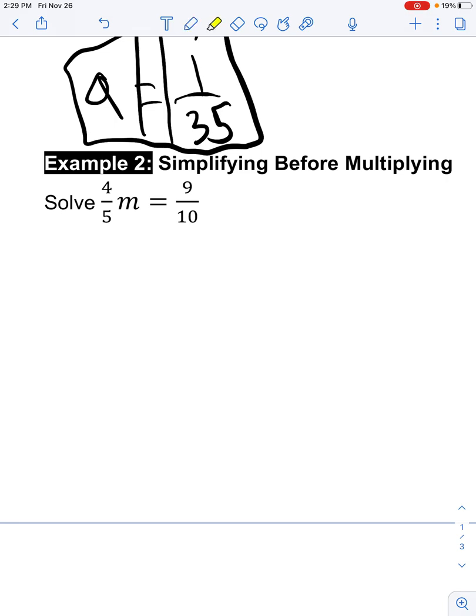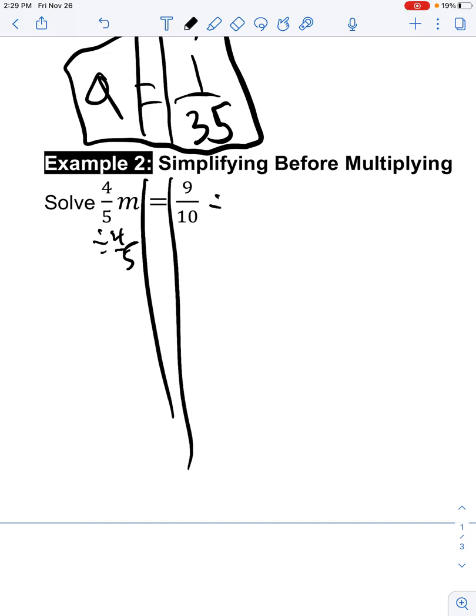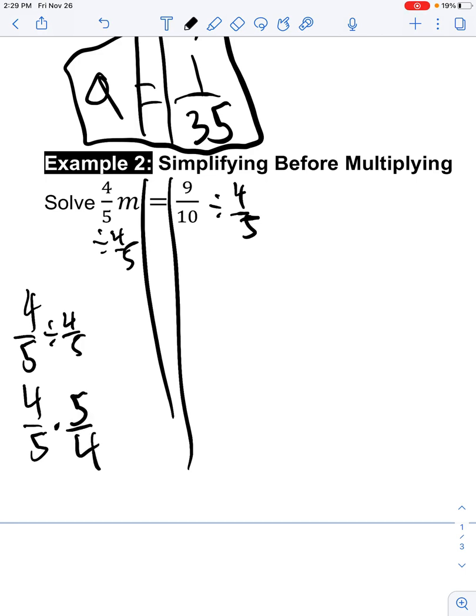Simplify before multiplying. Now, in this case, I see that I have a 4/5 multiplied by m. So to undo 4/5 multiplied by m, I'm going to divide by 4/5, and I'm going to divide by 4/5. And again, this works because when you do 4/5 divided by 4/5, you do keep, change, flip. 4 divided by 4 cancels out, 5 divided by 5 cancels out, you're just left with 1. So that's how we get m.